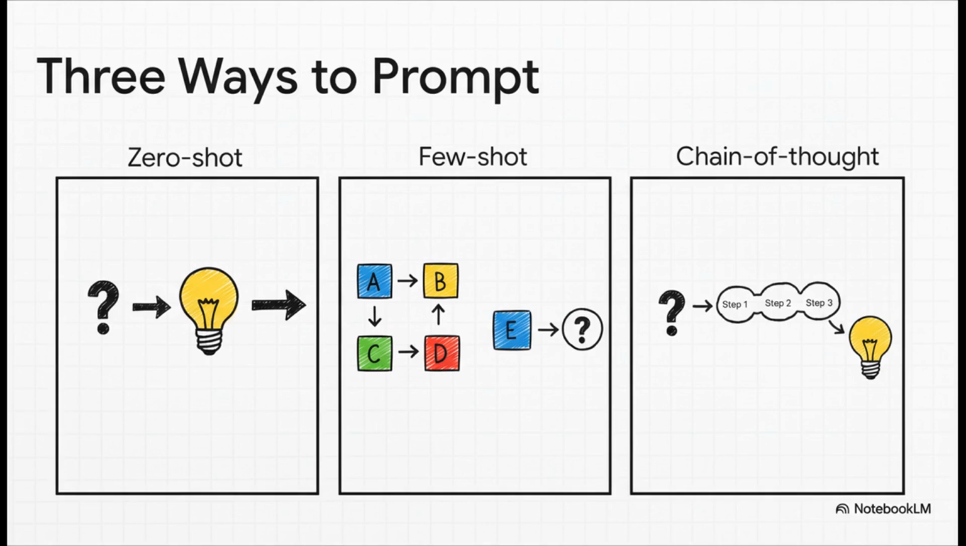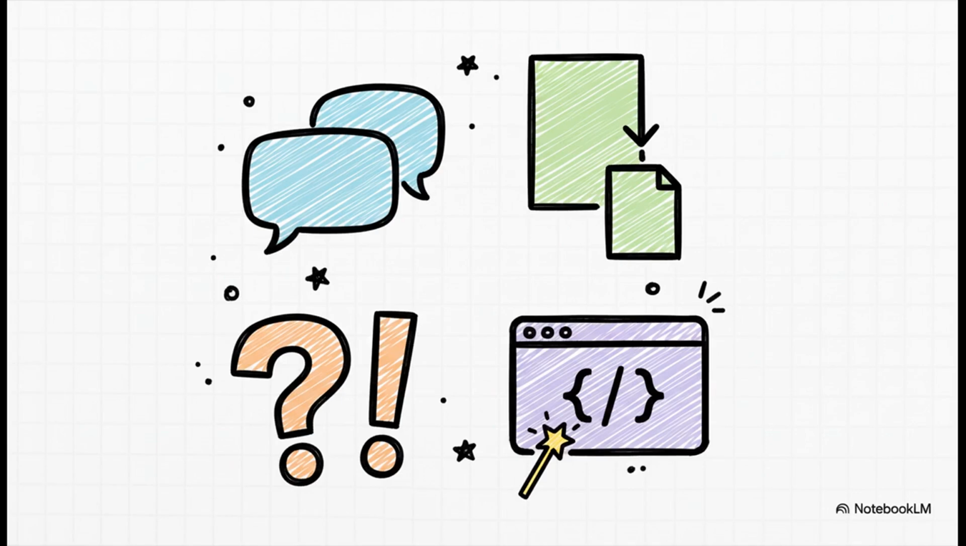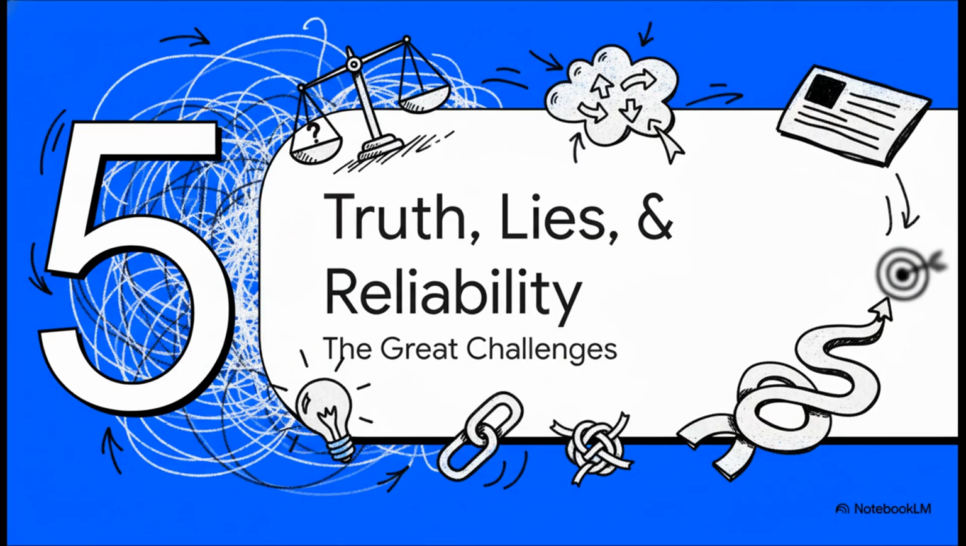But for really complex problems, chain of thought prompting is incredibly powerful. You actually ask the model to think step by step, which forces it to lay out its reasoning process, and that often leads to a much more accurate answer. And what do we use all these prompting techniques for? Well, the applications are already all around us. From the conversational chatbots we talk to, document summarization tools, coding assistants that write functions for you, and incredibly sophisticated question answering systems. But, of course, this technology isn't perfect, not by a long shot.